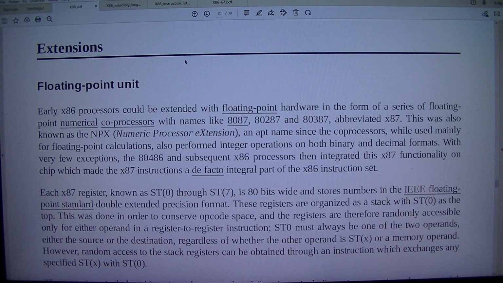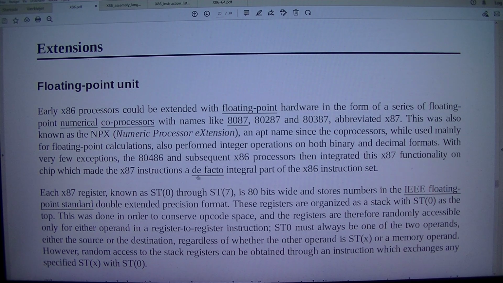Extensions. Floating point unit. Early x86 processors could be extended with floating point hardware in the form of a series of floating point numerical coprocessors with names like 8087, 80287 and 80387, abbreviated x87. This was also known as the NPX, numeric processor extension, an apt name since the coprocessors, while used mainly for floating point calculations, also performed integer operations on both binary and decimal formats.